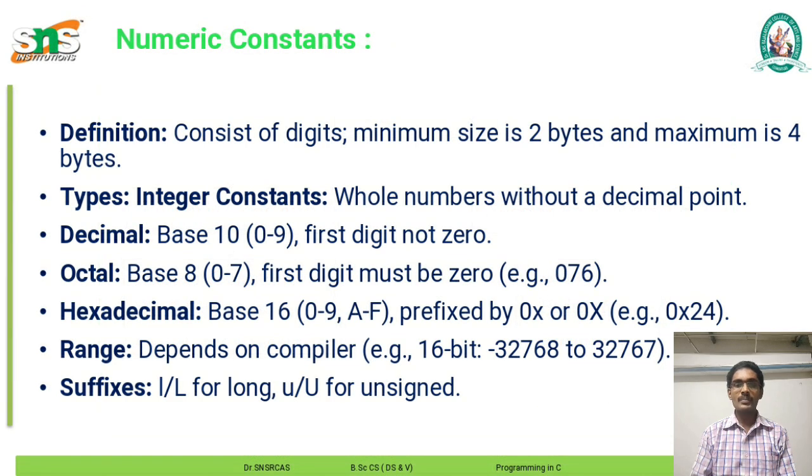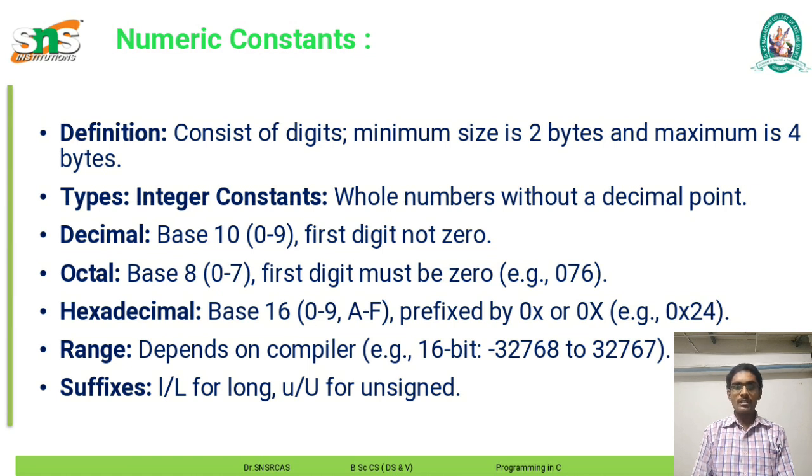Numeric constants. Numeric constants consist of digits. Minimum size is 2 bytes and maximum is 4 bytes. Types are integer constants. Whole numbers without a decimal point are called integer constants. Decimal constants consist of base 10. The first digit will not be 0. Apart from that, digits 0 to 9 are used.